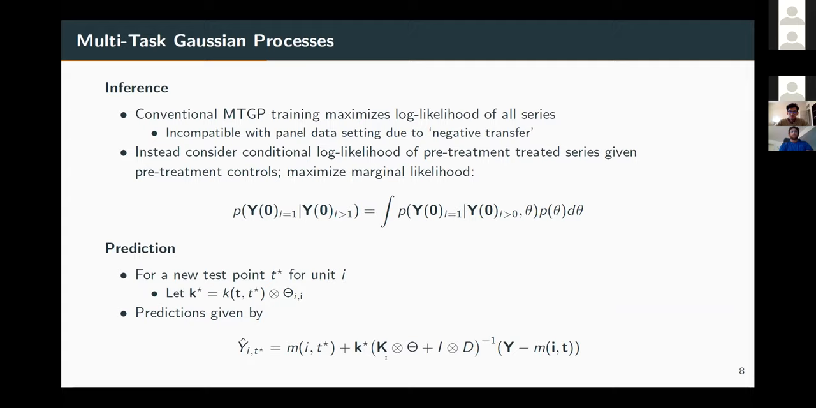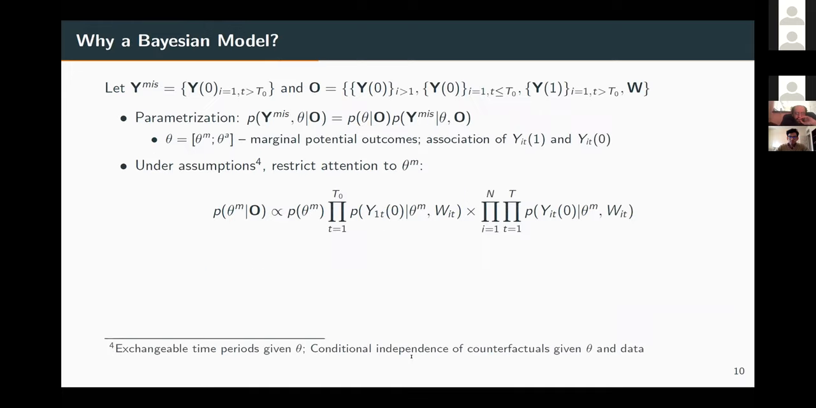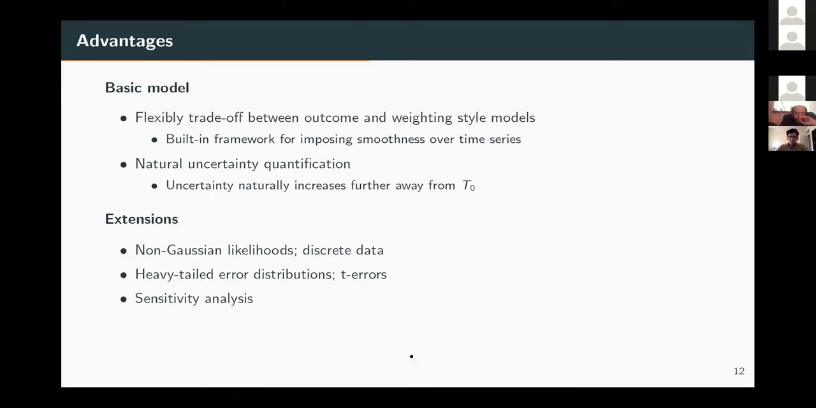If you choose to have more of a task-based model, focusing on the task that you care about, you can specify your priors in a way such that K is the only thing that has an impact on this prediction and theta goes away. Or alternatively, if you want to use a weighting-based estimator, you can make K go away and then rely primarily on theta. In addition, this provides a natural framework for imposing smoothness on our time series. That comes through the choice of the kernel K that you're going to use.